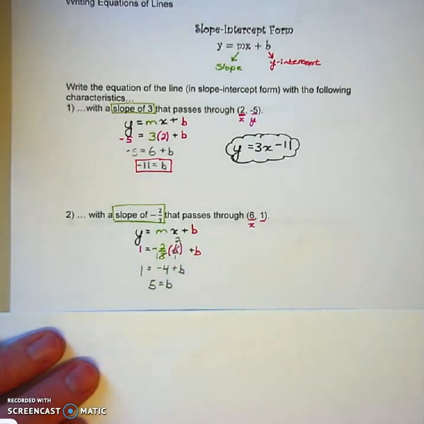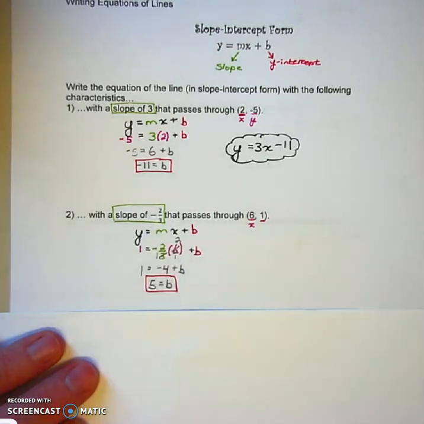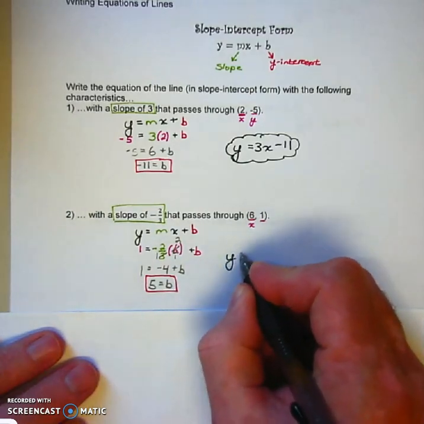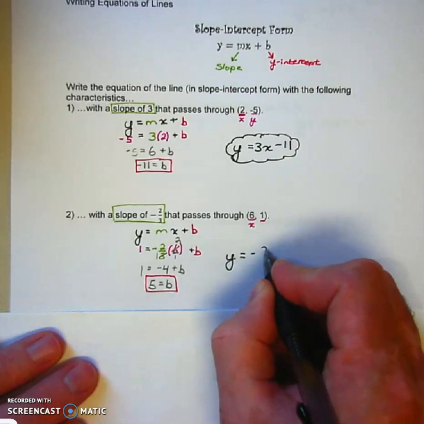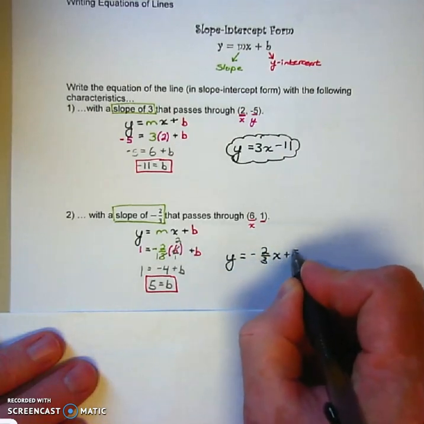And remember, this is our y-intercept. So we have the slope, we have the y-intercept, so we'll go back and use our generic y equals -2/3 times our generic x plus b. b is 5.